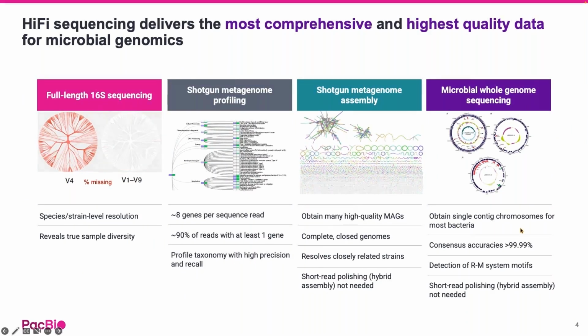So there are really four primary ways that you can use PacBio HiFi sequencing to understand your microbial community and microbial species. These are full-length 16S sequencing or full-length ITS for fungi or other types of targeted approaches. And this really reveals the true diversity of your samples with better taxonomic resolution at the species and strain level versus what you can get with short read alternatives, and generates more testable hypotheses.